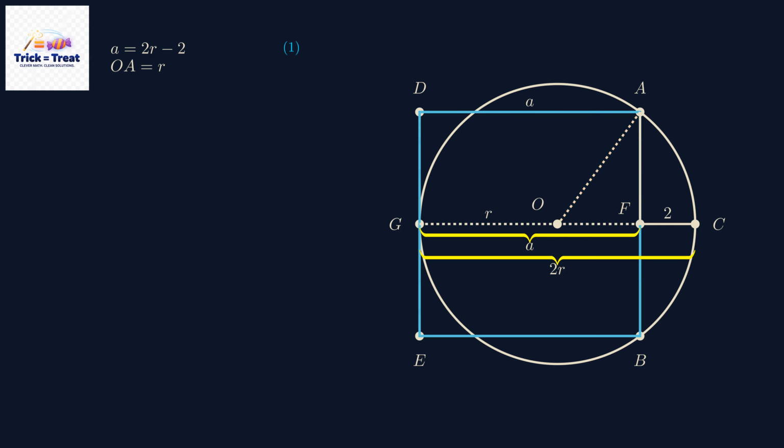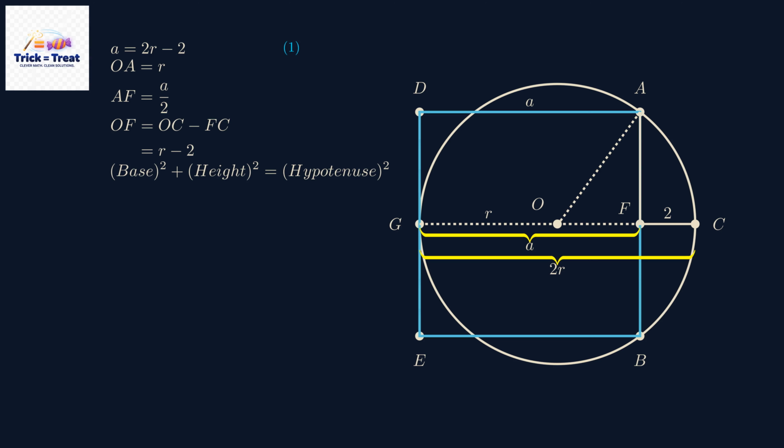Let's break down its size. The hypotenuse OA connects the center to the circumference of the circle, so it's just the radius, R. The height, AF. Since F is the midpoint of the square's side, this is half of A, or A over 2. The base, OF. This is the tricky one. The whole radius is OC, length R. We know the right part FC is 2, so the remaining piece OF must be R minus 2.